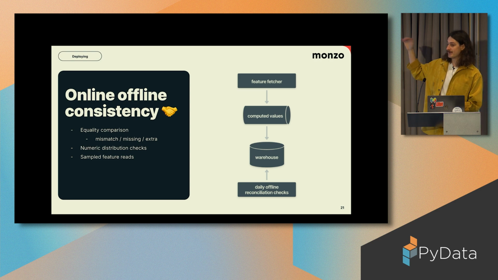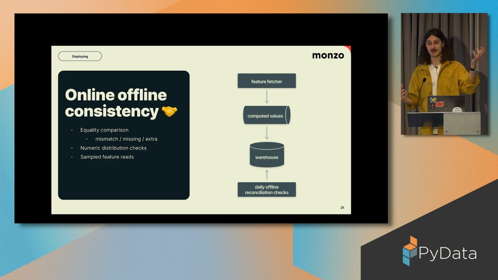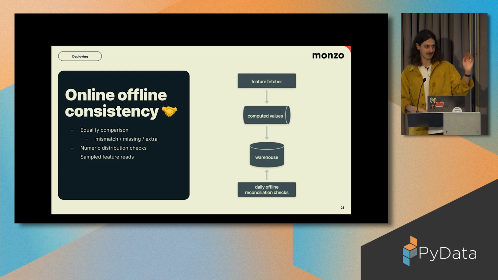So whenever you request a value and we calculate those values online, we will then log that value to our data warehouse. And then we'll use that as the right bound of the table, and we'll recalculate those features. And then we just do some relatively simple consistency checks. So we do equality checks to see if there's anything missing or mismatching. You'll also have the classic numeric test to see if the distribution of a feature has changed from online to offline.